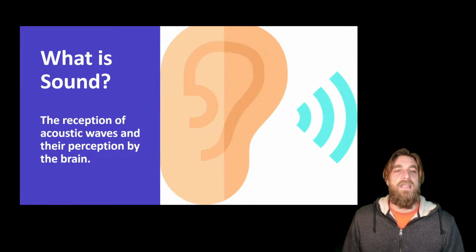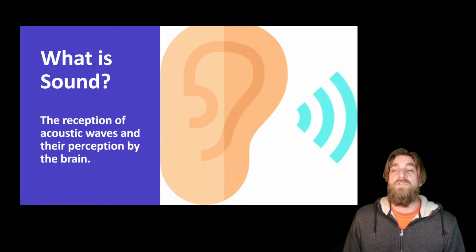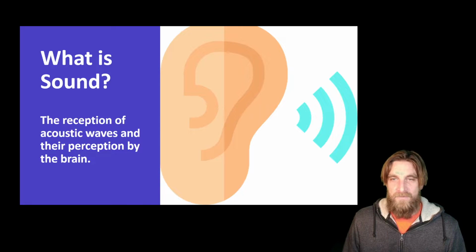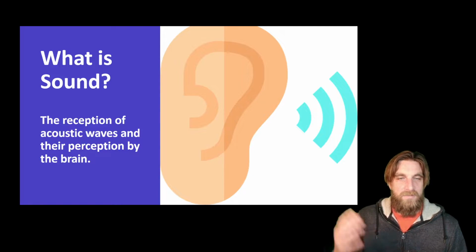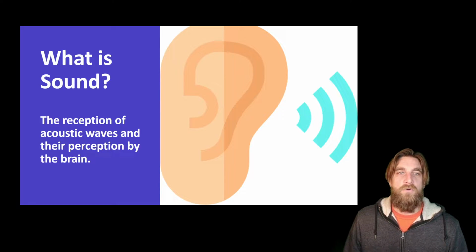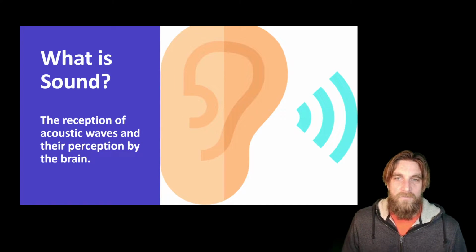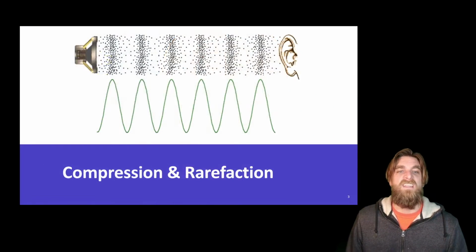What is sound? It's the reception of acoustic waves and their perception by the brain. What we're really talking about here is a real-world thing that happens in the natural world that causes a vibration of some kind. That vibration vibrates through some other medium and then reaches our ears and is interpreted by our eardrums and the mechanisms of our body, and our brain makes sense out of it. So sound is the perception that we're bringing, but also it's the real-world vibration that occurs when two things collide, right? So that process is known as compression and rarefaction.